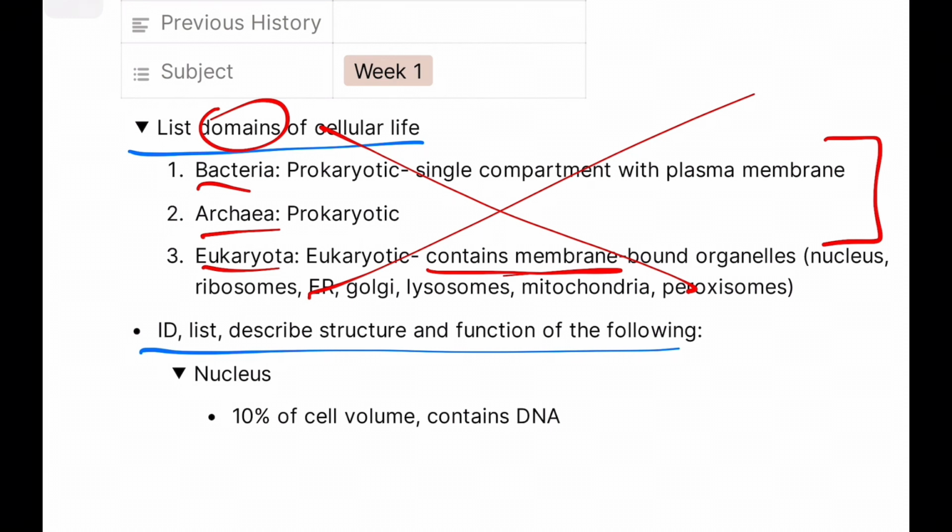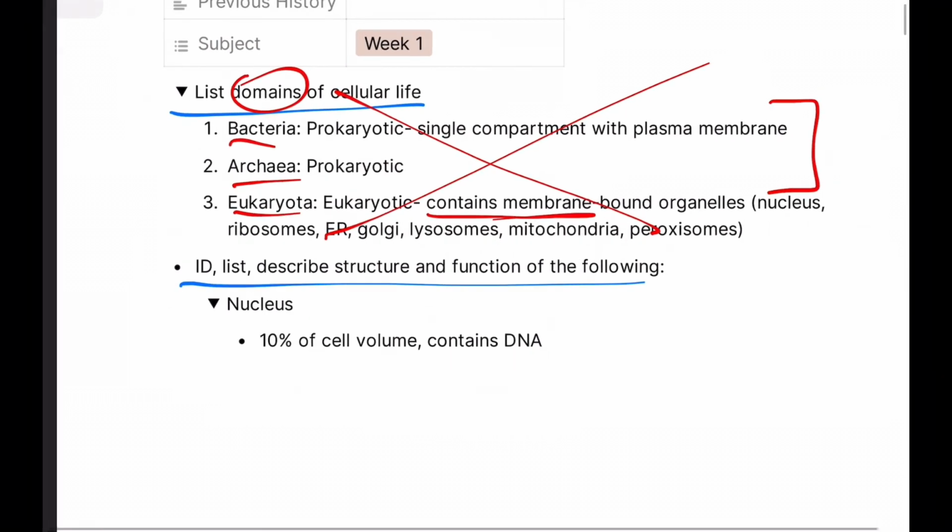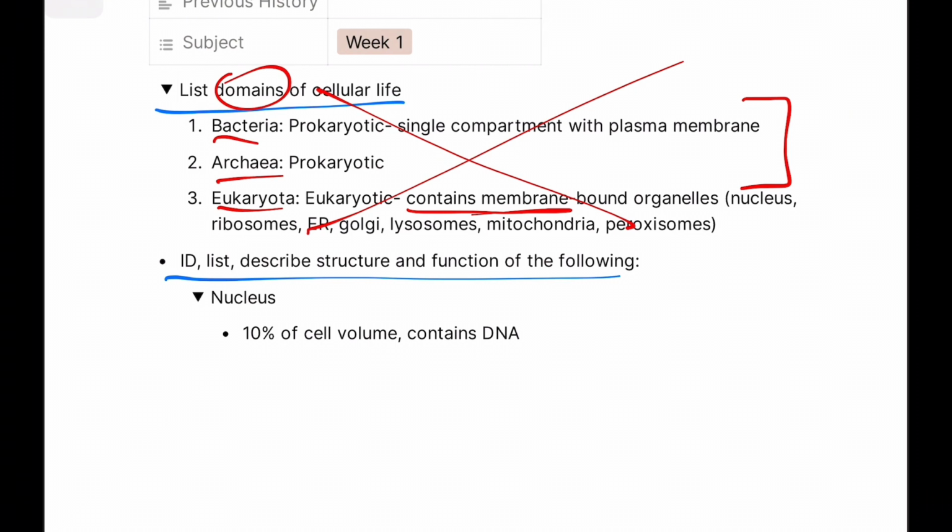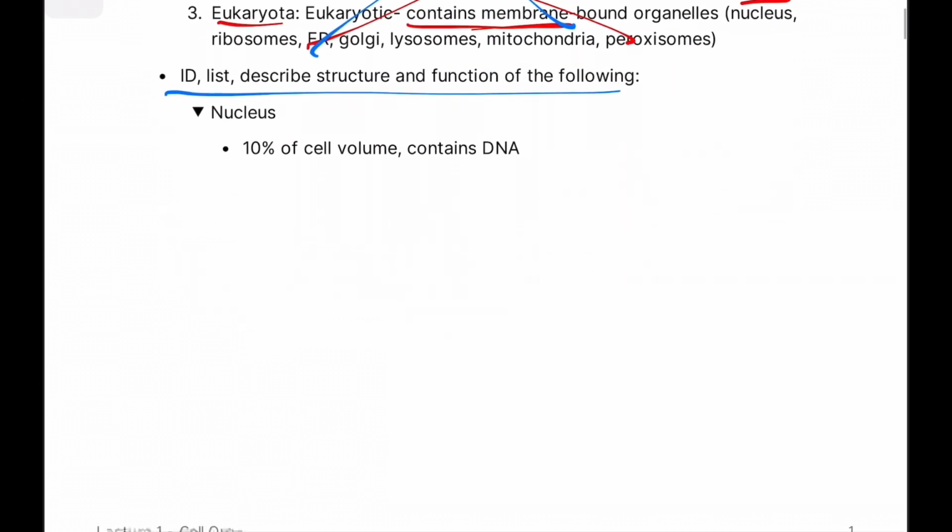Well, it's common sense. You've learned this since high school, since middle school, right? You learned about bacteria, you learned about archaea, you learned about eukaryotes, and you learned what makes eukaryotes different from bacteria. It's just that they have membrane-bound organelles, and that's literally it. So don't even waste your time writing out notes for this, because that's a waste of your time.